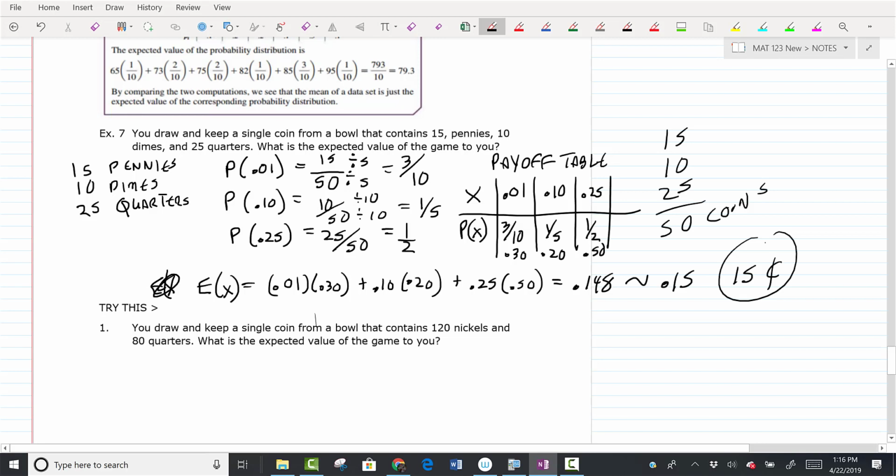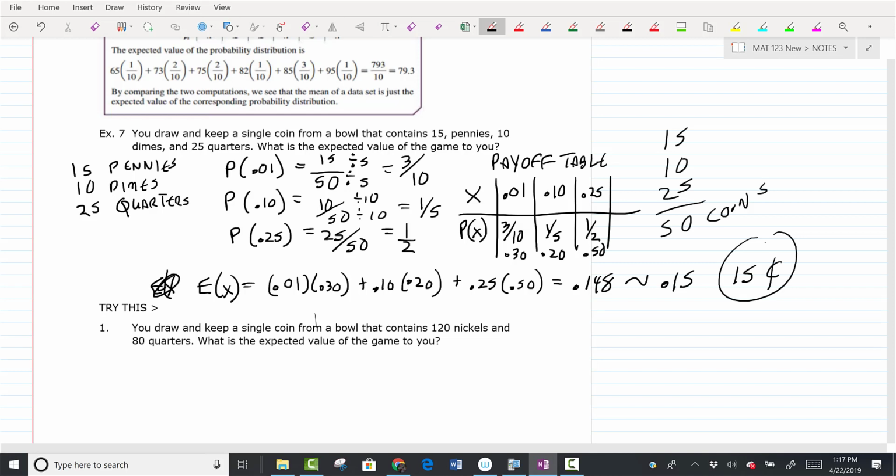Okay, now the reason that makes sense to me is because basically half of your coins are quarters, and the other half are either pennies or dimes. So it's a little closer to the quarter. That's why, to me, that makes sense. Does that make sense to you?